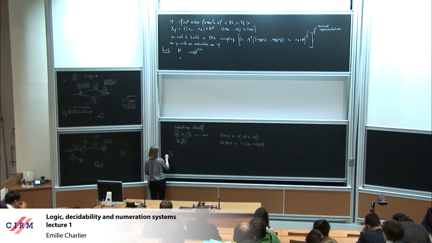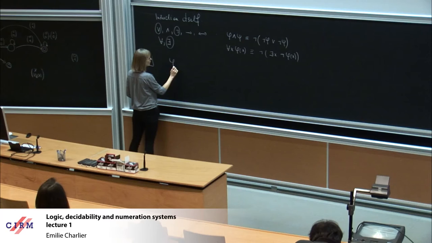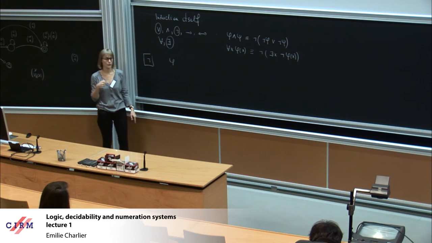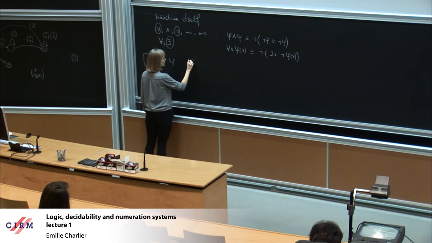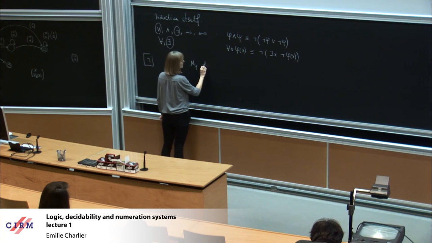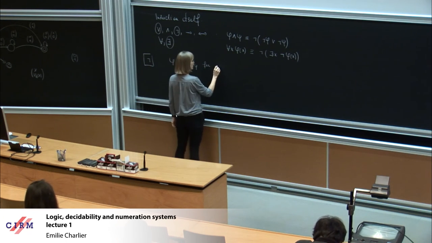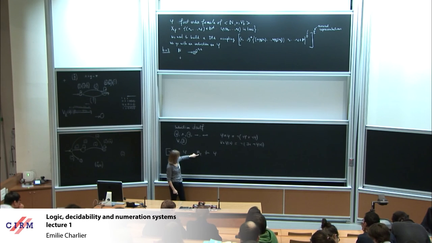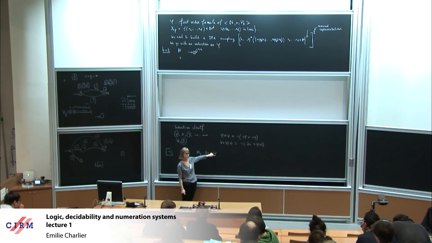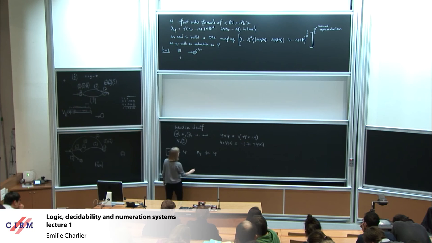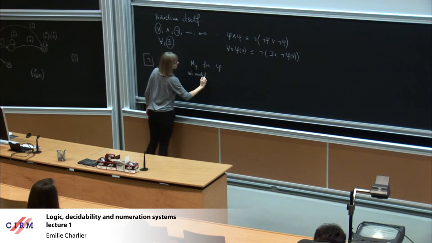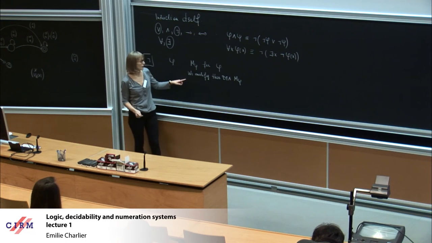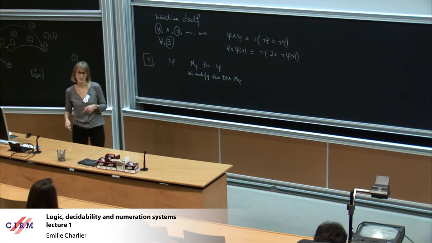So this means I have some current formula phi, and I want to build an automaton for the formula, the negation of phi. So I have an automaton M phi for phi, accepting, well, I'll be a little vague, but I'll say everything. So I have an automaton accepting all the representations of the integers for which phi is true. And so we modify this DFA M phi to accept all the representations of the integers satisfying the negation of phi.